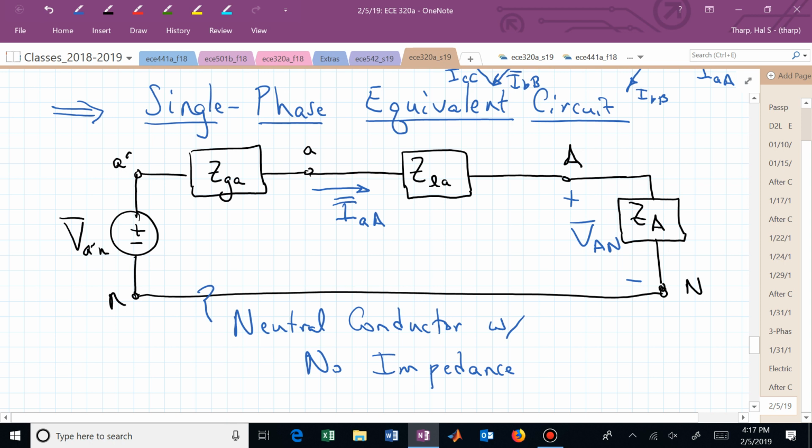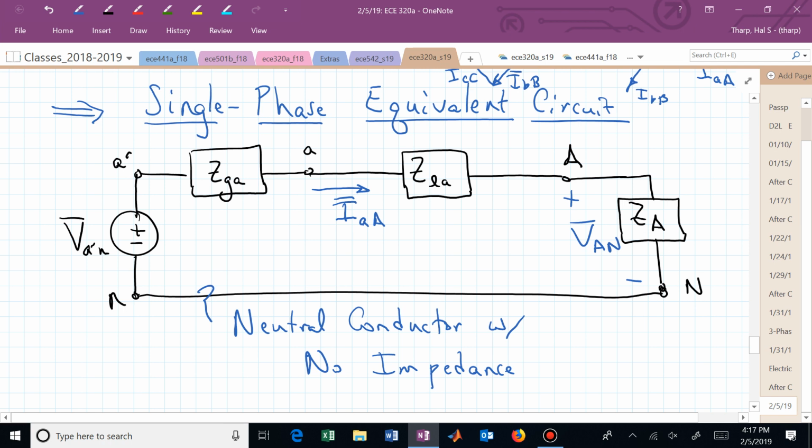Ohm's law, right? So in this case, if somebody gave you V sub A prime N, that's a phasor. You now know all of these impedances. You can sum those up, divide those into V sub A prime N, and that gives you I sub AA. Or you could do a voltage divider, but once you have I sub AA, you can multiply it by Z sub A, and now you have V sub AN. Now you've got V sub AN, you can carry it, right?